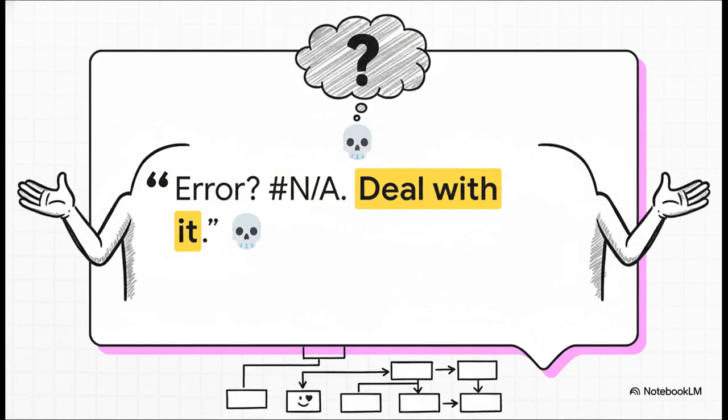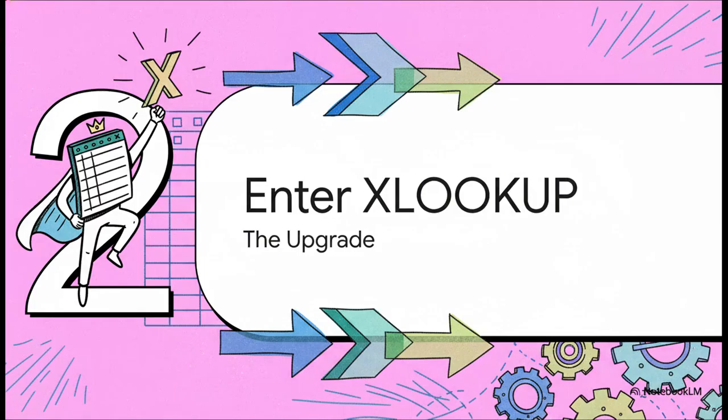And to top it all off, there's its charming personality. When VLOOKUP can't find what you're looking for, does it help you out? Nope. It just throws its hands up and gives you this super unhelpful #N/A error. That's it. It's on you to wrap it inside a whole other complicated formula just to make that error message a little less aggressive. But then, everything changed.